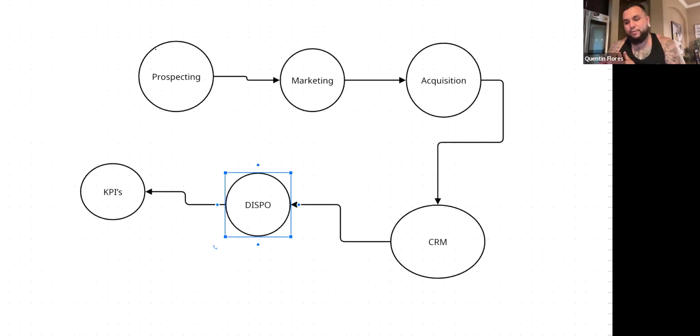Now we have our CRM loaded with JV partners. Now we've acquired maybe 3 or 4 different JV opportunities. Well, then what can we do to dispo these deals? How can we plug ourselves into a disposition chain where we can sell real estate deals? Then this moves into my KPIs. Well, what did it look like? How much money do I spend?